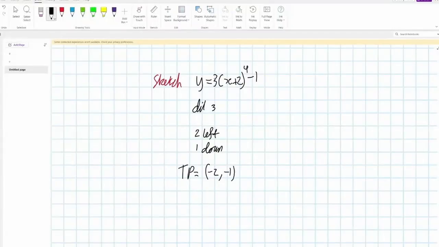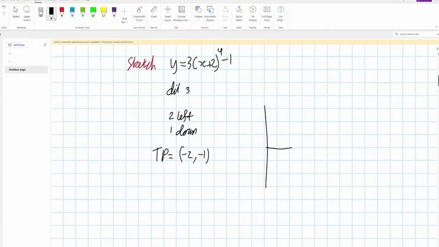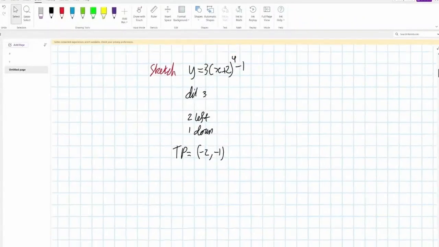Then with that information, we have -2, -1 in that third quadrant. So we're going to get something along the lines of that, which means that we'd need an x and a y intercept there. I know it looks like it's going through the 0, but that's just because I drew it there. So we need to find our x and y intercepts.